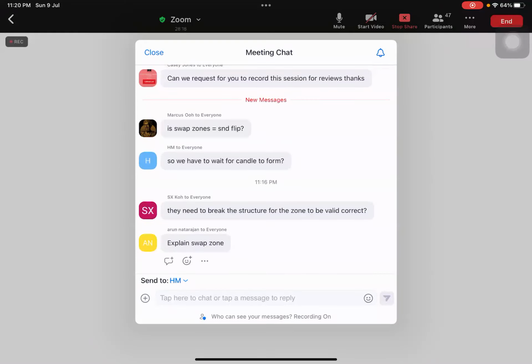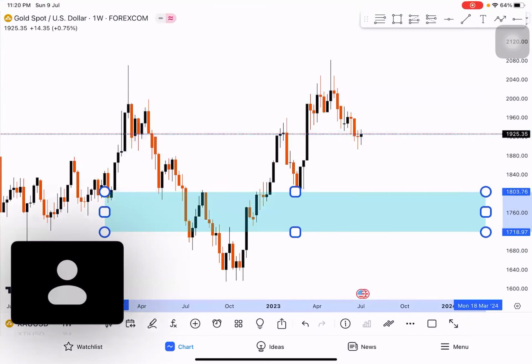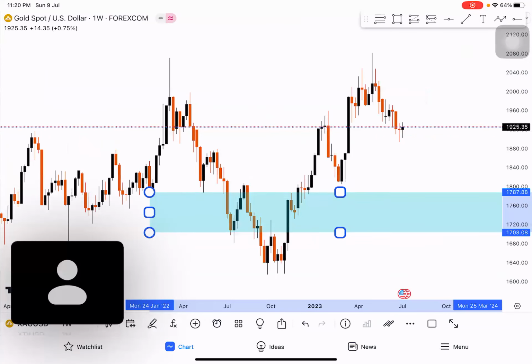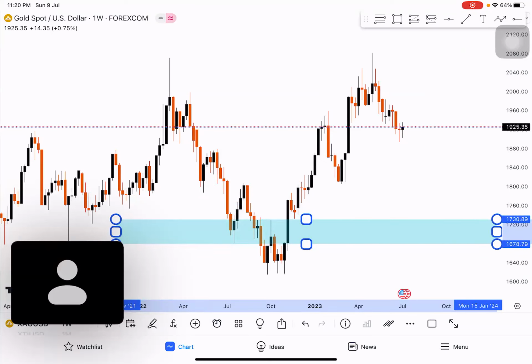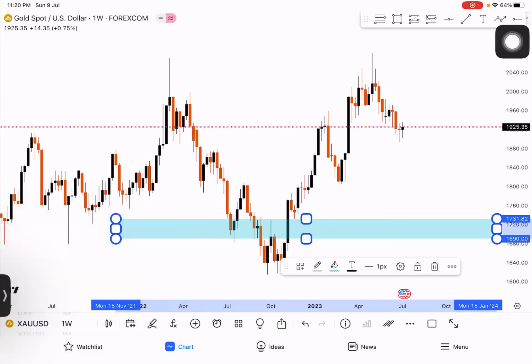They need to break the structure for the zone to be valid, right? You have to break the zone, the supply or demand zone. For example, right here, this is an example. I'll show you this one. This one is a drop base drop, very clear.